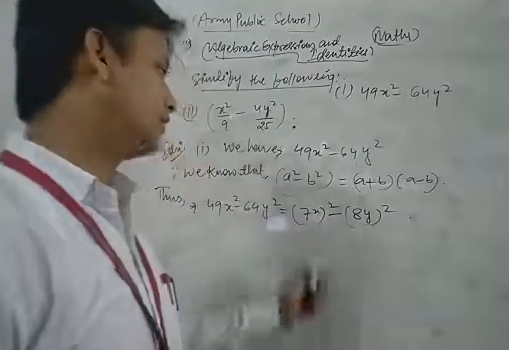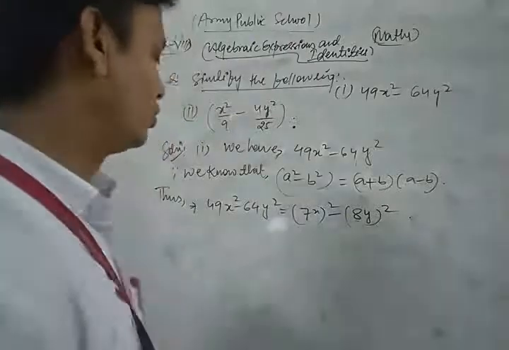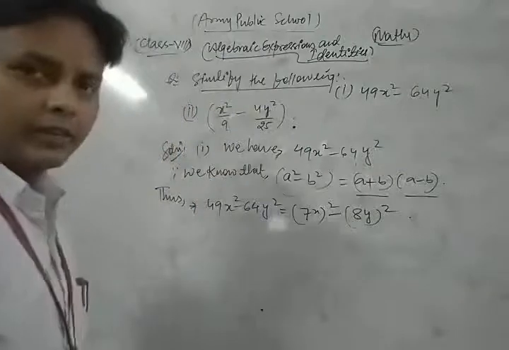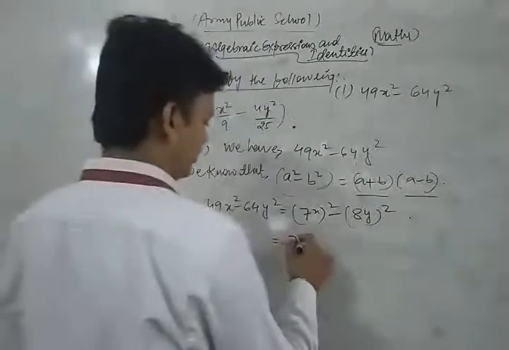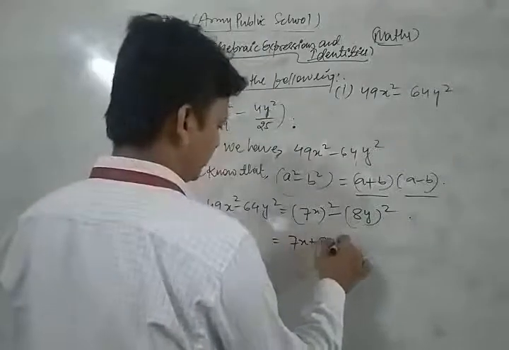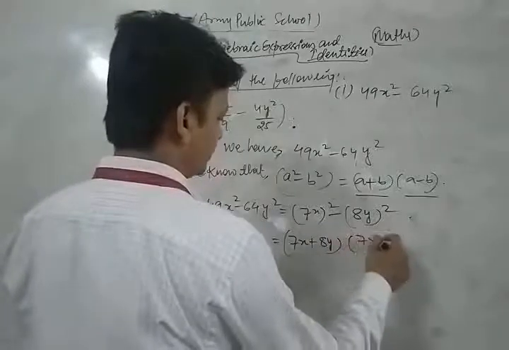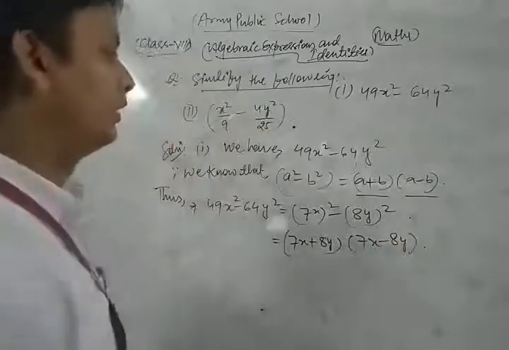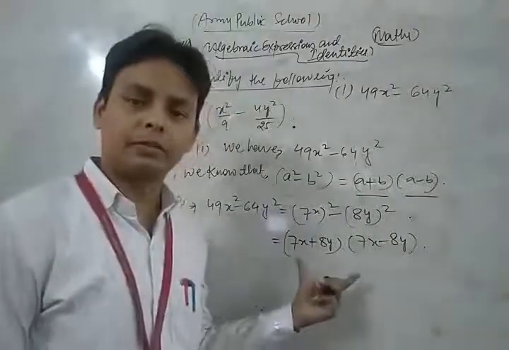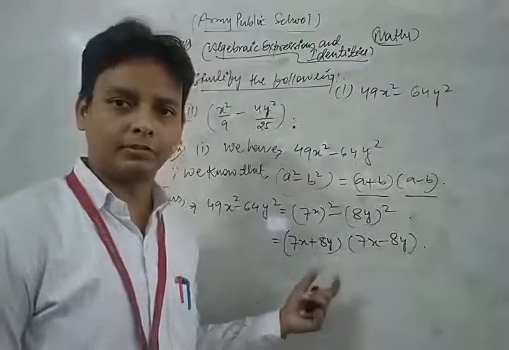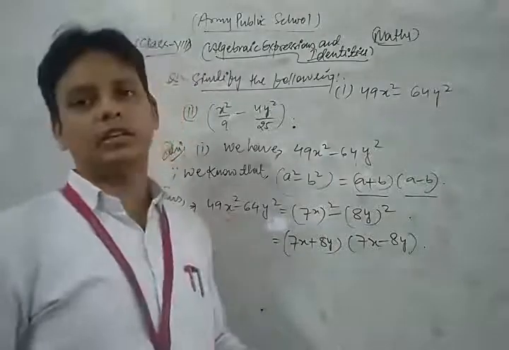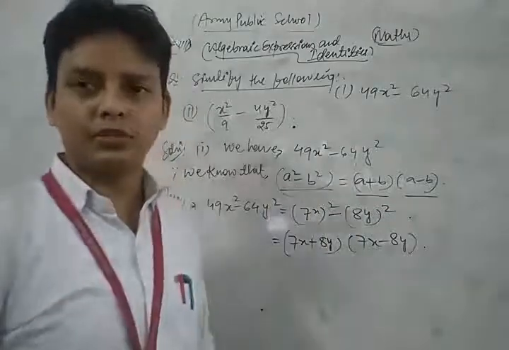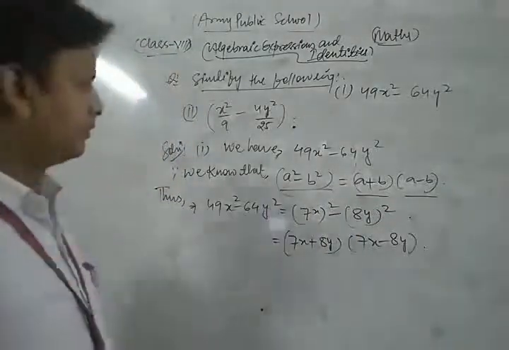So now look, this is the form of a square minus b square. So a plus b in one bracket we can write and a minus b in the second bracket. So here we write 7x plus 8y in one bracket and 7x minus 8y in the second one. Okay. In this way we expanded and simplified them. So in this way you can solve all the questions of your syllabus based on the identity a square minus b square.